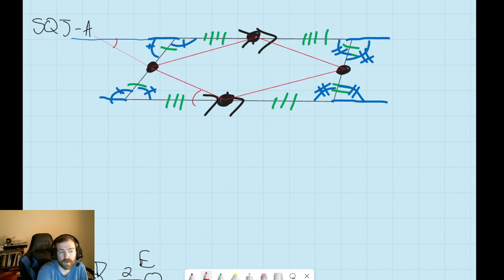Oh, that would be interesting. If this is a, I don't know what you would call it exactly. Not a kite precisely, but if this was a quadrilateral which had opposite angles equal to each other, is it a rhombus? That would be very convenient.